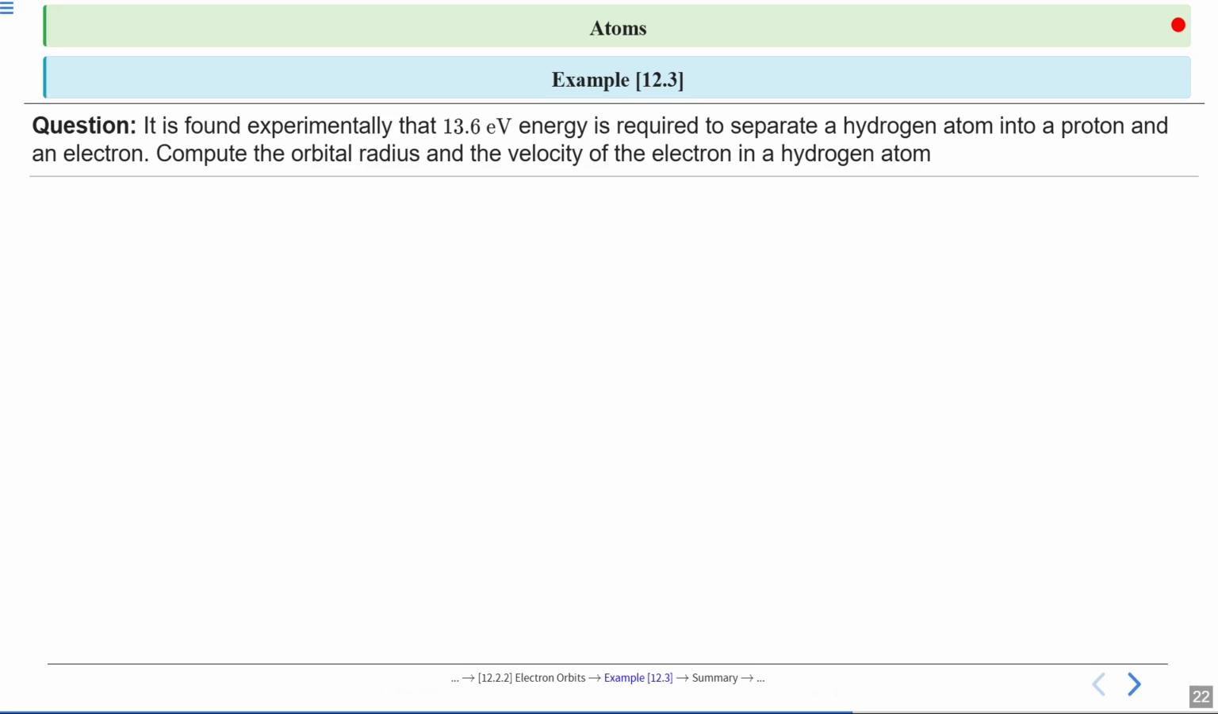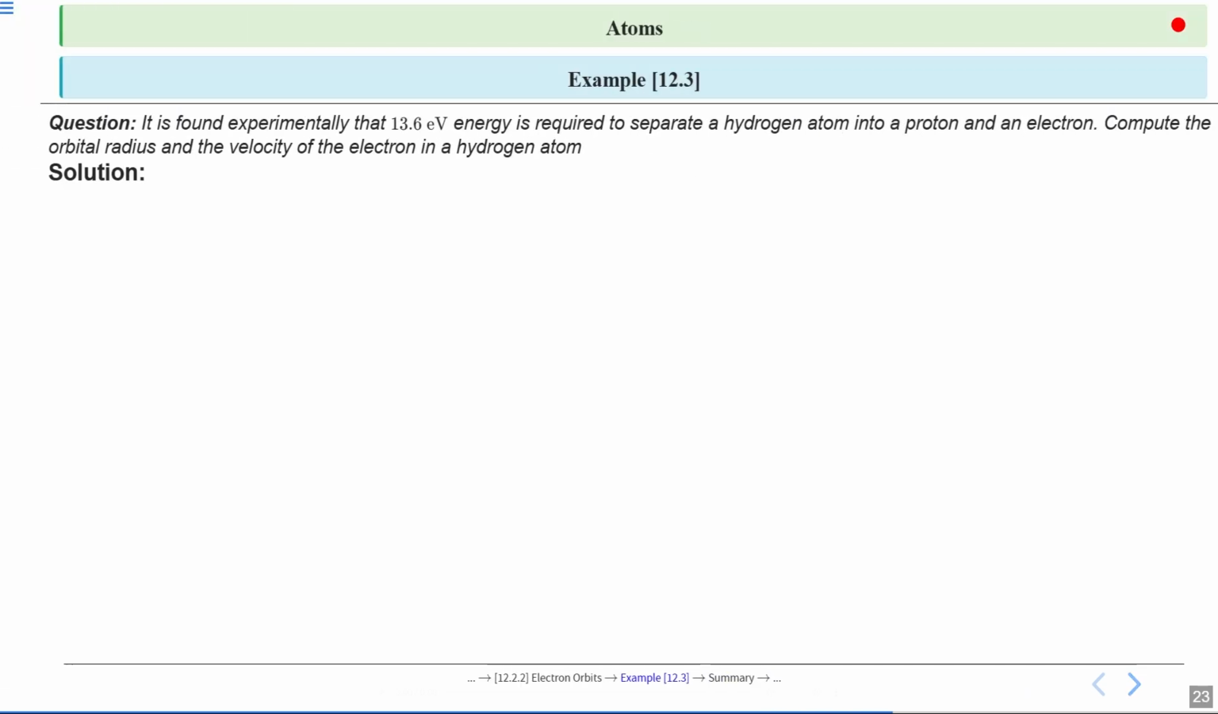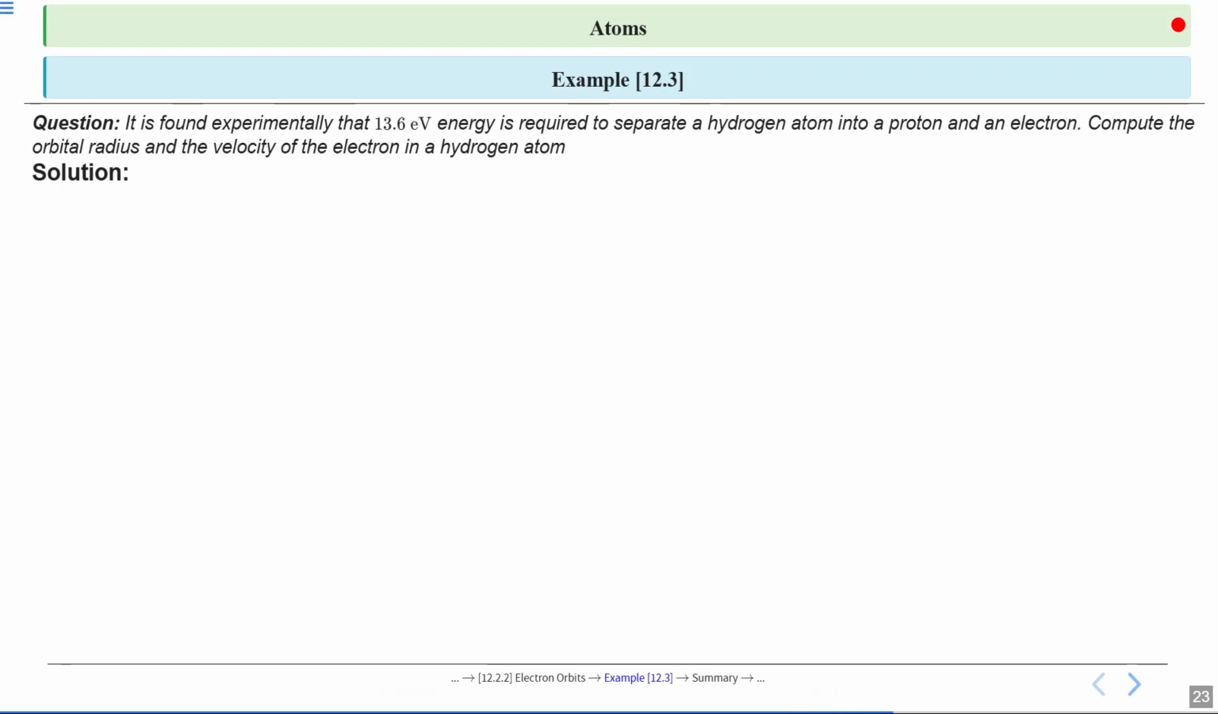So focus on how the question asks to find two things: the orbital radius and the velocity of the electron in a hydrogen atom. Got it? So this is a classical atomic physics problem. It tests your understanding of Bohr's model of atom, where the electrons move in fixed orbit around the nucleus.